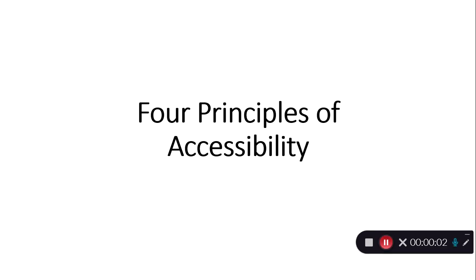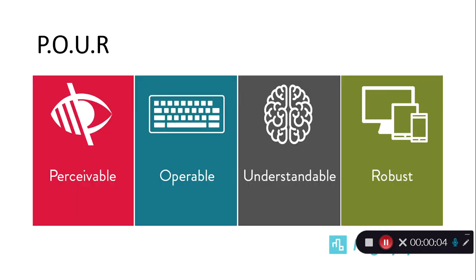So we're going to talk about the four principles of accessibility. To talk about these, we use the acronym POUR. POUR is an acronym for four high-level principles that describe functional accessibility. This lays the foundation necessary for anyone to access and use web content.